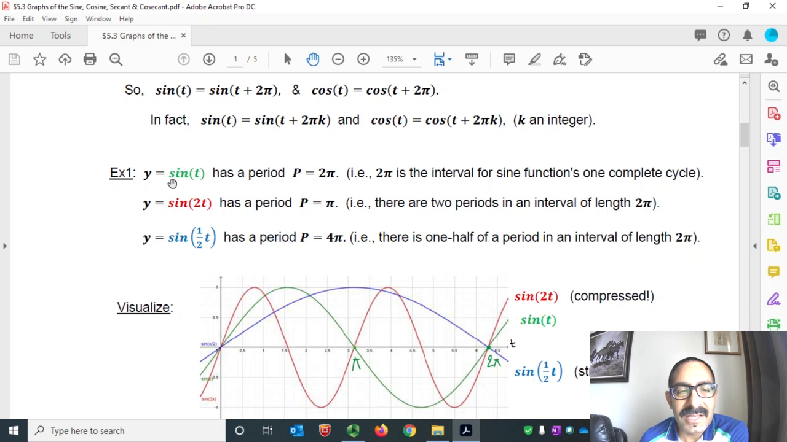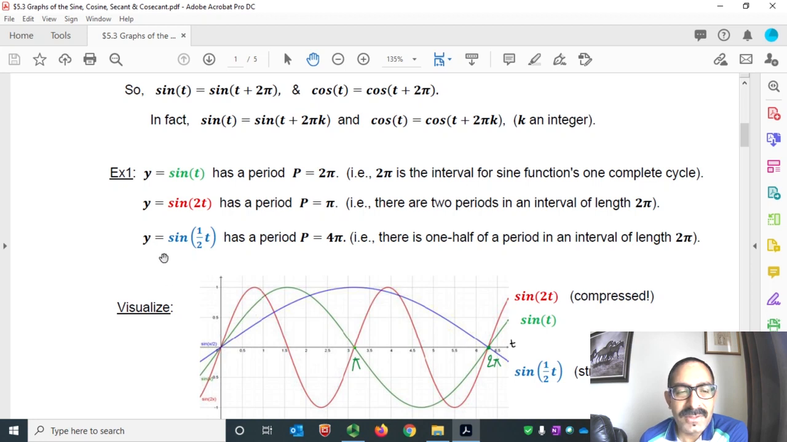The function sine t has a period 2 pi. That is, 2 pi is the interval for the sine function's one complete cycle. The function sine 2t has a period pi. There are two periods in an interval of length 2 pi. Here, period p equals 2 pi over 2. So the 2 cancels, only pi.